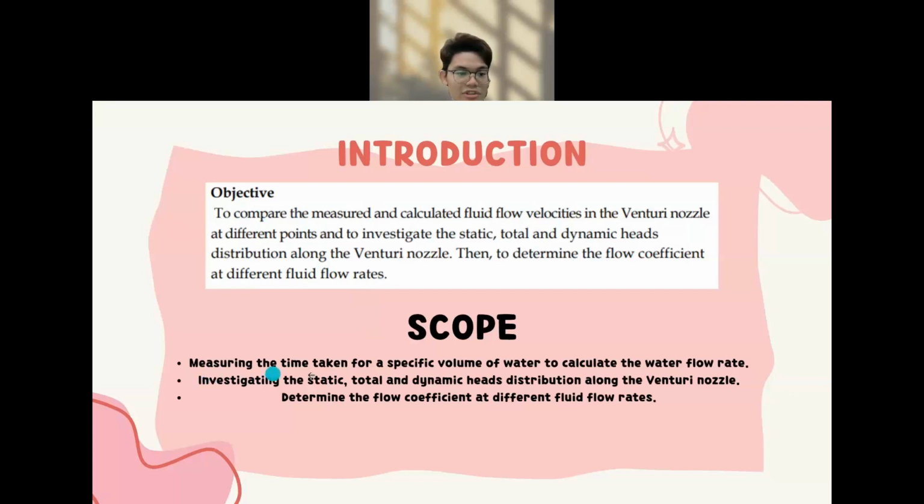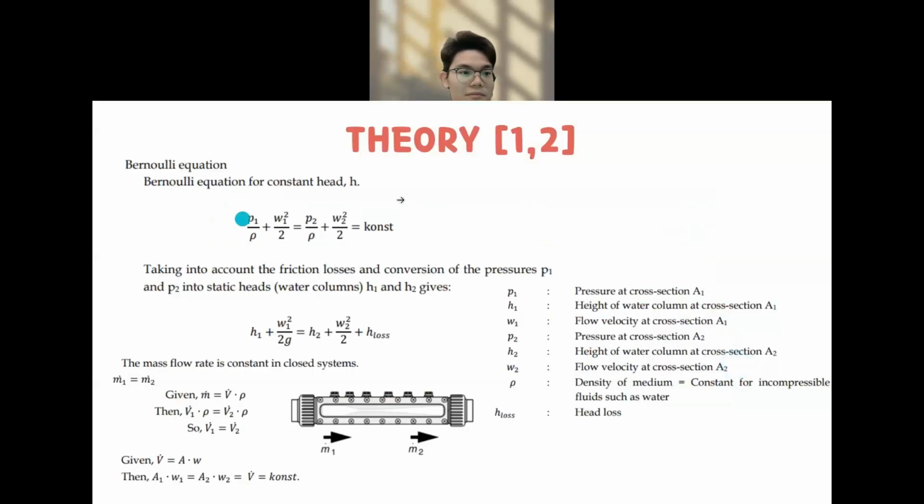The scope is measuring the time taken for a specific volume of water to calculate the water flow rate, investigating the static, total, and dynamic head distribution along the Venturi nozzle, and determining the flow coefficient at different fluid flow rates. The theory part, we use reference 1 and 2.